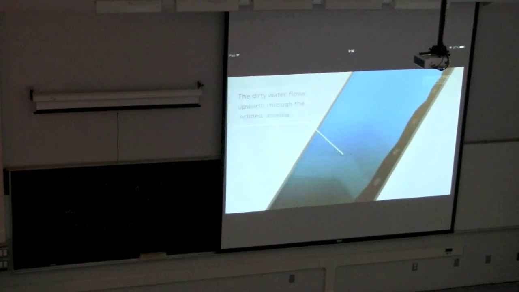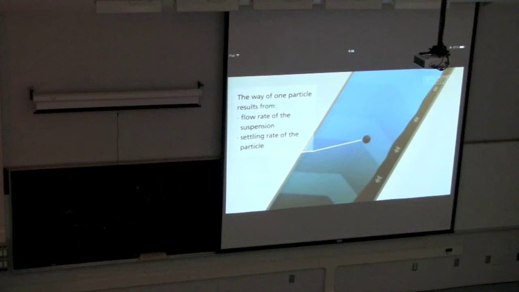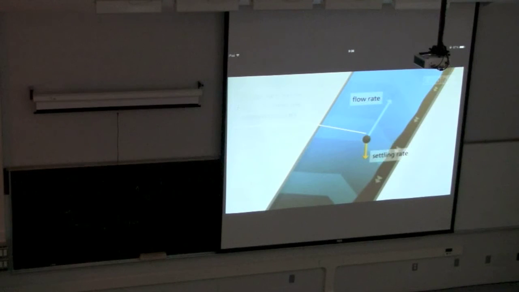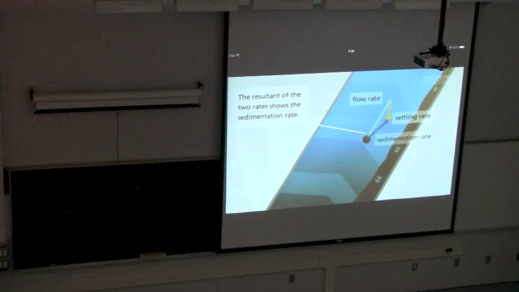So in these channels, you've got those solid particles flowing upwards with the velocity of the liquid. Okay, so there's an upward or a diagonally upward velocity from the liquid. That particle wants to settle down in that direction. Okay. So that's a terminal settling velocity.